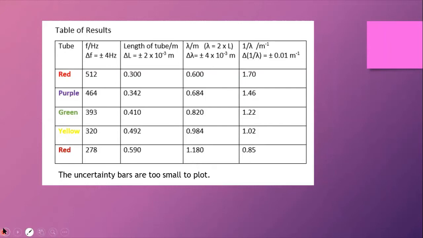Now, sometimes this may be a little bit more of an art than a science. It's pretty much an estimate as to what delta F is. But I notice when I try to plot a graph that the uncertainty bars are actually too small to plot. And you've got to say that. I would always recommend that you do it directly underneath your table of results. So what do we do then?